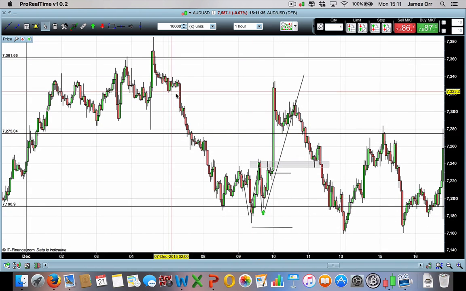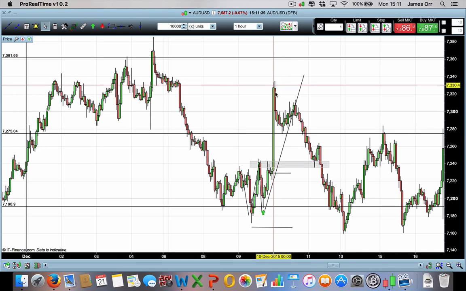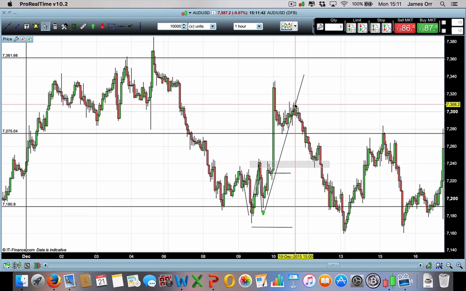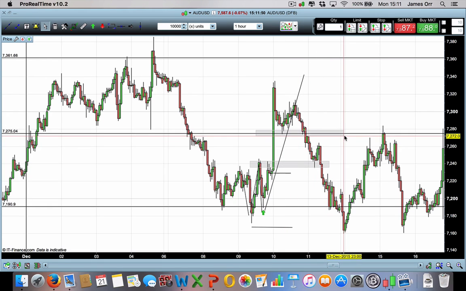We've broken through a resistance line here, so we break the resistance line, come back down, we bounce off of the resistance line. Where is a good area to bring your stop to? If we've broken a resistance line, it would be the resistance line.